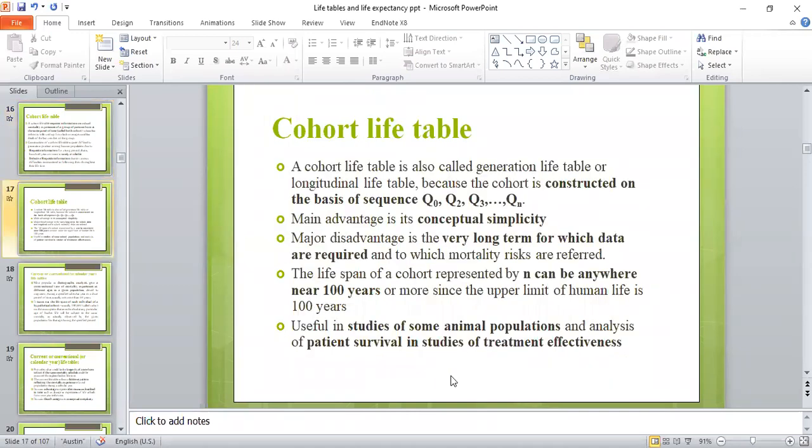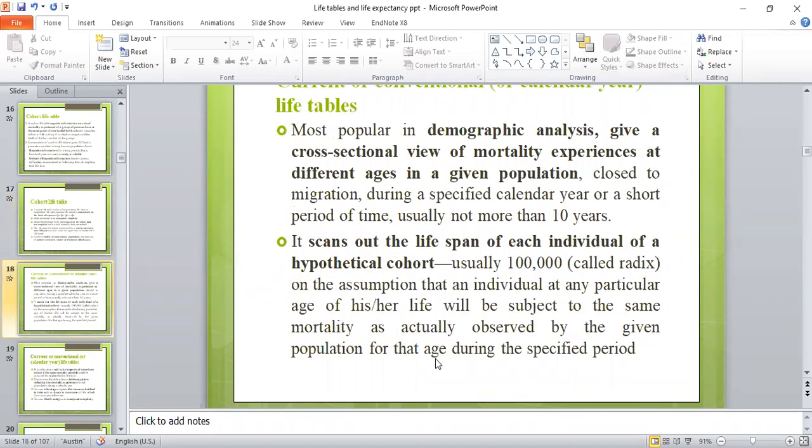The cohort or generational life table is actually a longitudinal life table because the cohort is constructed on the basis of sequence, for example, q0, q1, q2, q3, and so on. Its main advantage is its conceptual simplicity, and the disadvantage is the very long term for which data are required and to which mortality risks are referred. The lifespan of the cohort represented by n can be anywhere near 100 years, since the upper limit of human age is about 100 years. Cohort life table is useful in studies of some animal populations and is also used for analysis of patient survival in studies of treatment effectiveness.